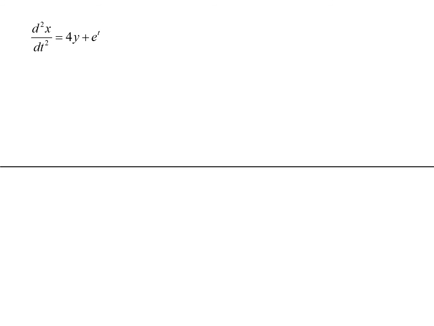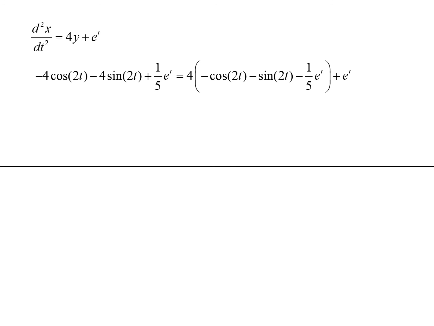So let's start with the second derivative of x with respect to t is equal to 4y plus e to the t. If we plug things in, our second derivative is negative 4 cosine 2t minus 4 sine of 2t plus 1/5 e to the t. And then on the other side we have 4 times y, so 4 times negative cosine 2t minus sine of 2t minus 1/5 e to the t, and then plus e to the t.